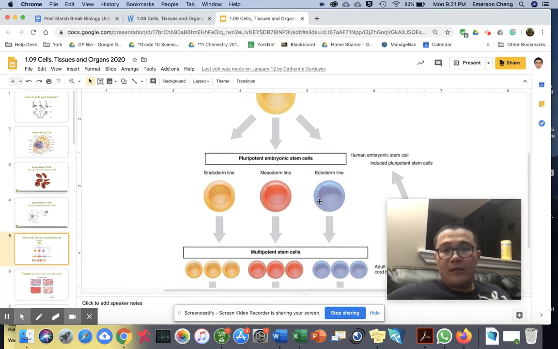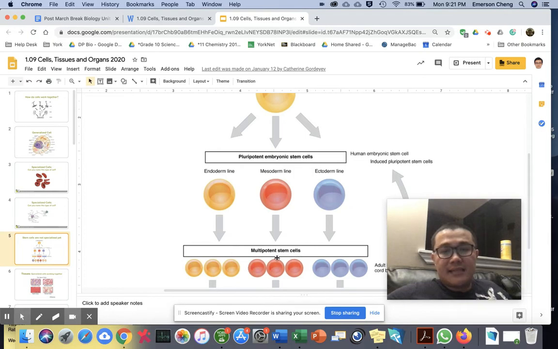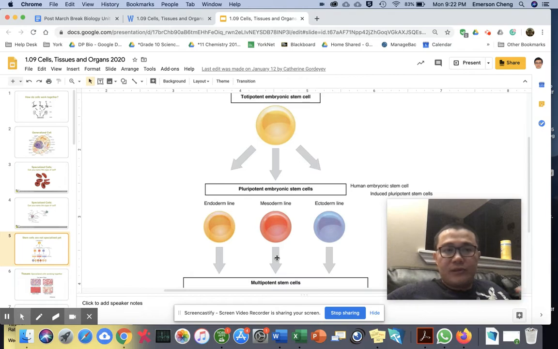However, if you talk about something from an earlier stage of development, a totipotent embryonic stem cell, usually that's from a blastocyst. That's an embryo that's about 4 or 5 days old. That's pretty early on in terms of fertilization. You can pretty much turn that into whatever you want. But later stage stem cells don't have that flexibility. Okay, so the reason we have specialized cells is that stem cells go through a process of specialization.